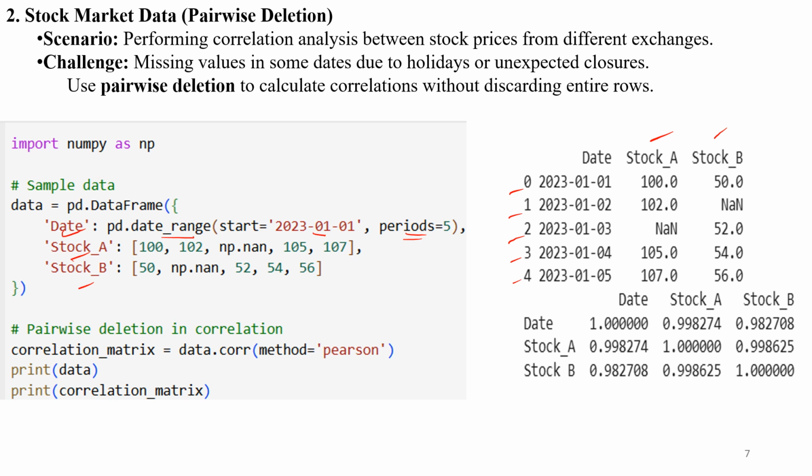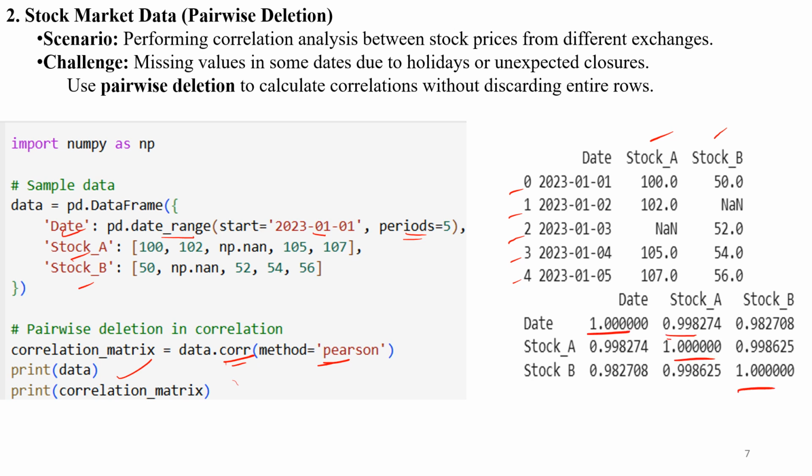Now we need to apply pairwise deletion, which is called correlation. If you apply dot correlation and we are applying the Pearson method, you will get one data set of correlated values. So for example, here in the correlation matrix, all the diagonal values are always 1.